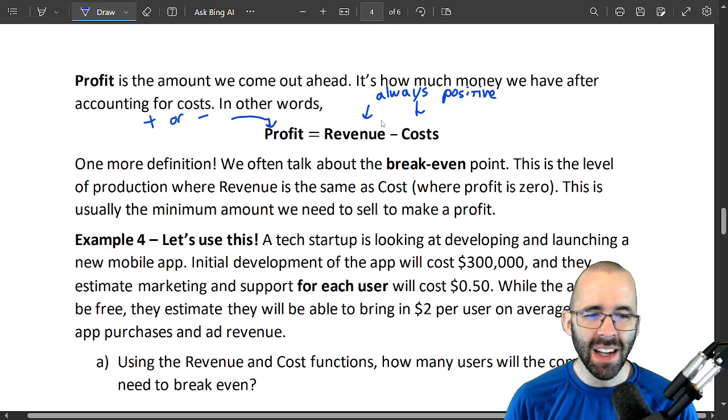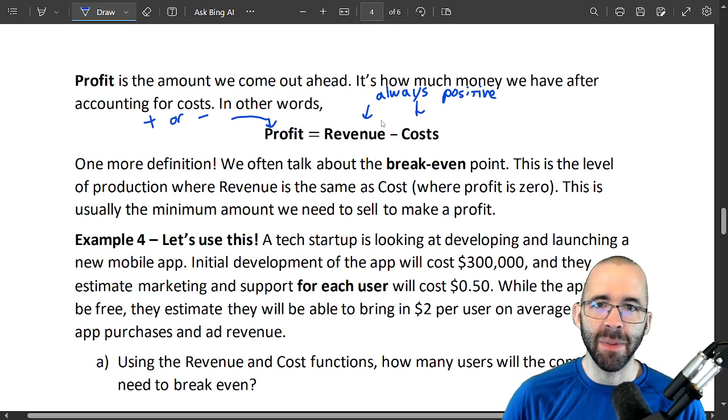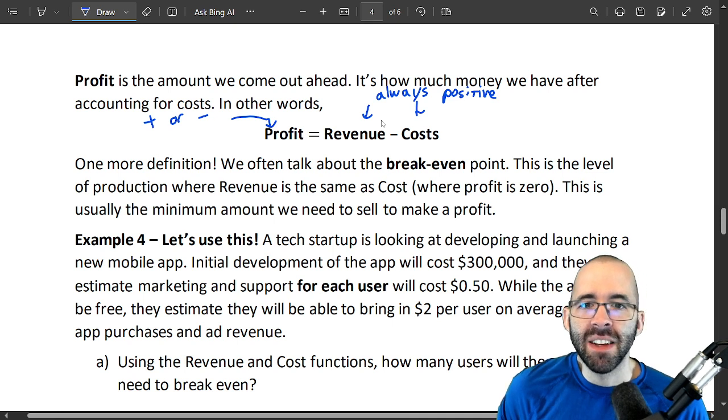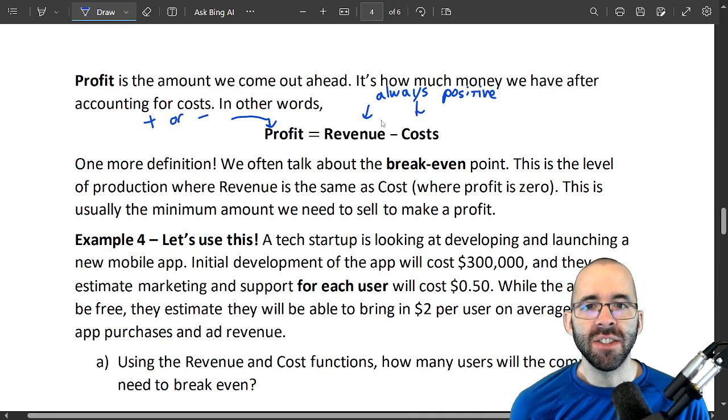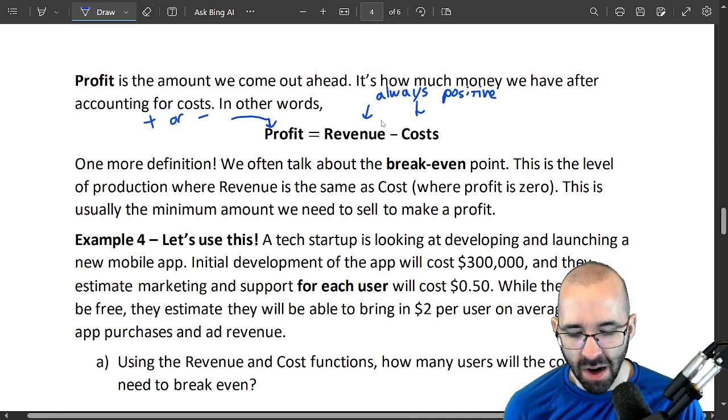Okay? I don't know if people even say that anymore. It's kind of an old thing talking about being in the red. Anyway, so I think I said that. It's usually the minimum amount that we need to make a profit.